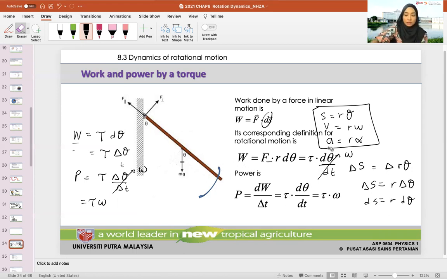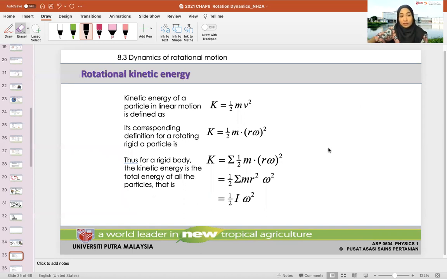Okay, next one. We have another new equation, called rotational kinetic energy. For linear motion, we know the kinetic energy is K equals 1/2 mv squared, right? This is what we have learned so far and have used in many circumstances. We also have rotational kinetic energy because why not? It's moving, right? So K is equal to 1 over 2 m, and we substitute v equals r omega. We know this already. This is squared, and expanding this is for a single particle.